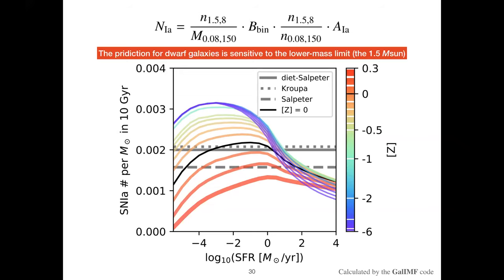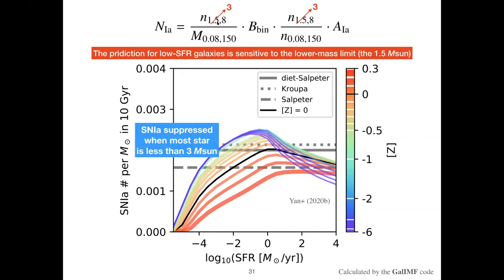Now this prediction would change if we modify the related mass limit, so 1.5 solar mass here. So you will also see in the publication that this mass range doesn't start from 2 solar mass or start from 3 solar mass. So let's see how it looks when we change it to 3 solar mass. You see that the type 1a supernova for the dwarf galaxy is suppressed because fewer stars are formed above 3 solar mass.